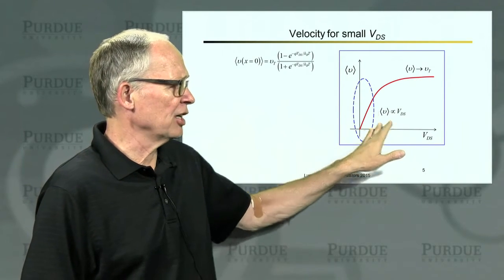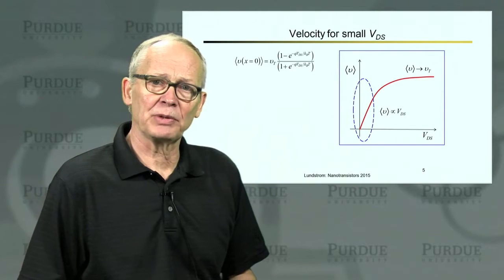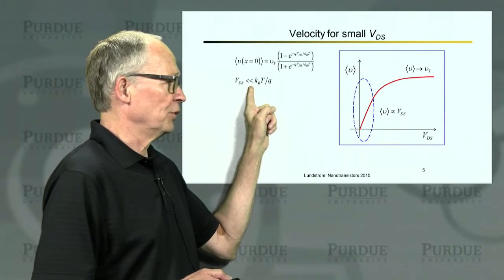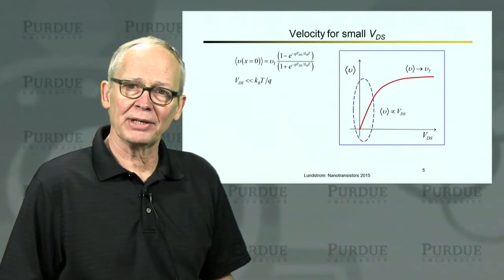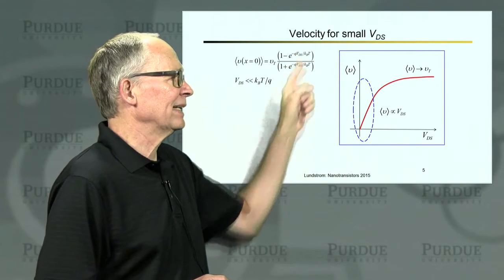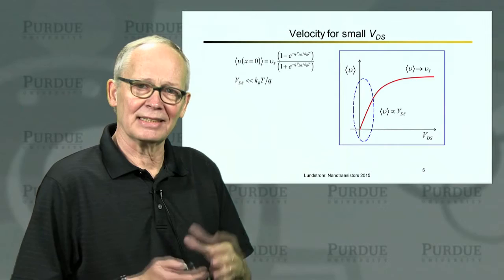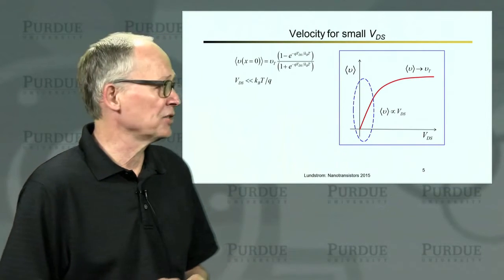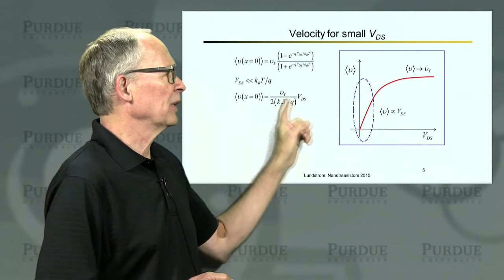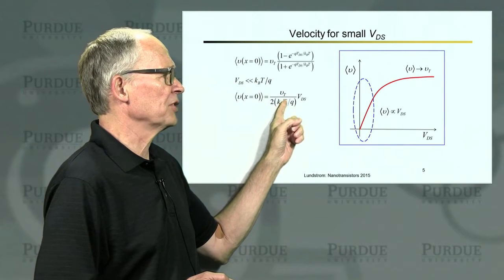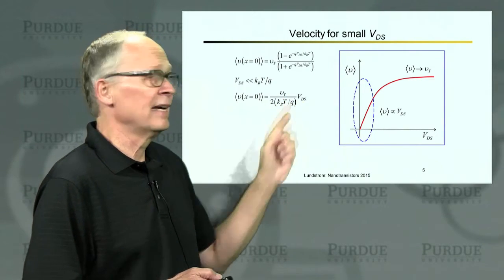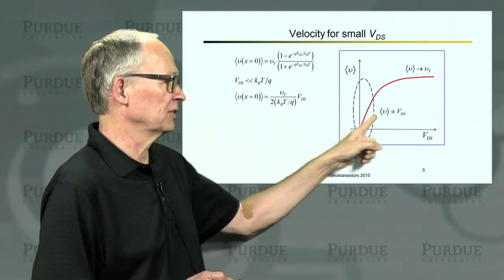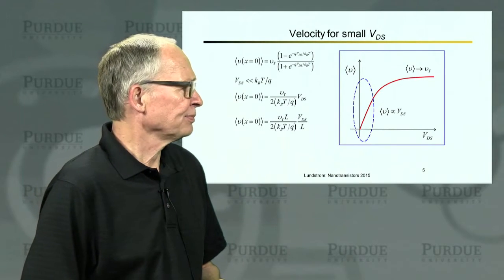So in the linear regime, we can begin with our general expression for this curve. We'll assume that the drain voltage is small compared to kT, which means the arguments of these exponentials are small. I can expand the exponential for small argument. And when I do that, we'll get a simple expression for the average velocity, and we will find that it's proportional to the drain voltage, just as we see in this curve.